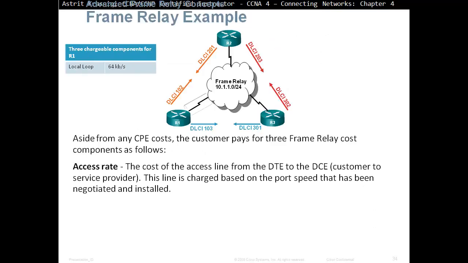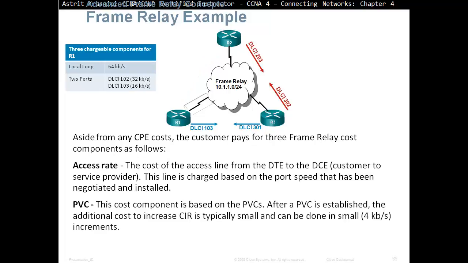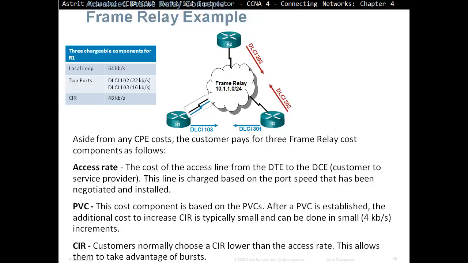Aside from any CPE cost, the customer pays for the frame relay cost components as follows. Access rate: the cost of the access line from the DTE to the DCE, customer to service provider. This line is charged based on the port speed that has been negotiated and installed. PVC: this cost component is based on PVCs. After the PVC is established, the additional cost to increase the CIR is typically small and can be done in small 4 kilobit increments. CIR: the customer normally chooses a CIR lower than the access rate.